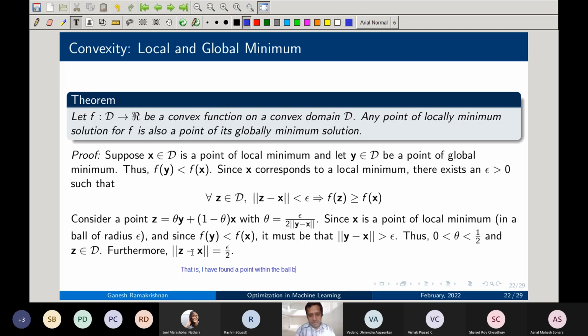And what is that point? I found a point which is a convex combination of x and y within the ball. Now the only step remaining is to show, for such a point, by convexity of f, that f of z is less than f of x. Okay, that's the next step, and it turns out that's very simple.